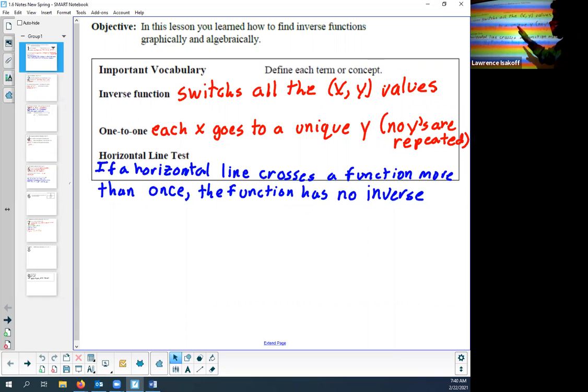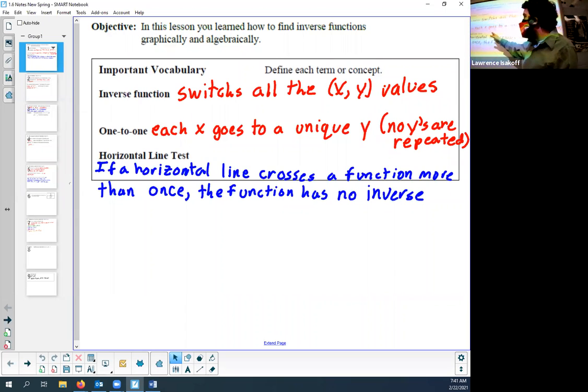So inverse functions switch all the x and y values. That is essentially all that's happening. So if I was to create a table with my function of x, y values, each x and y value would just flip around.